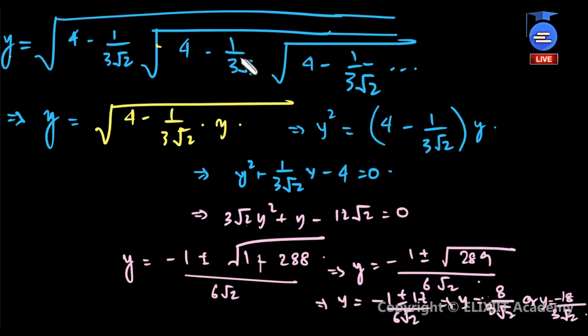6 root 2. Basically, cutting by 6, that is basically minus 3 by root 2.